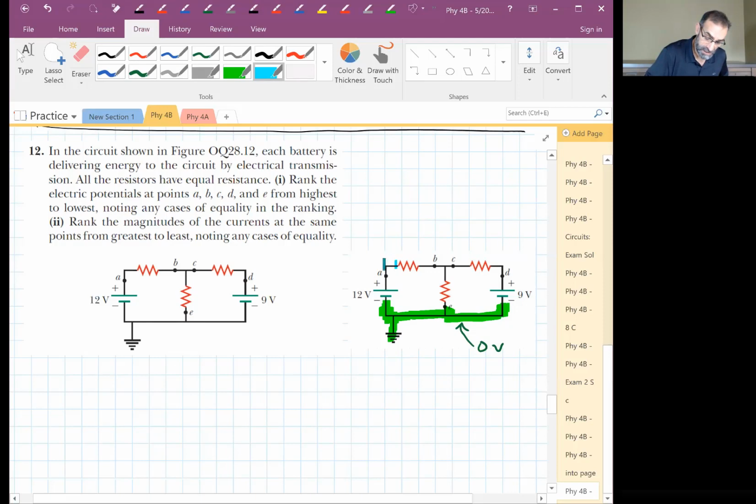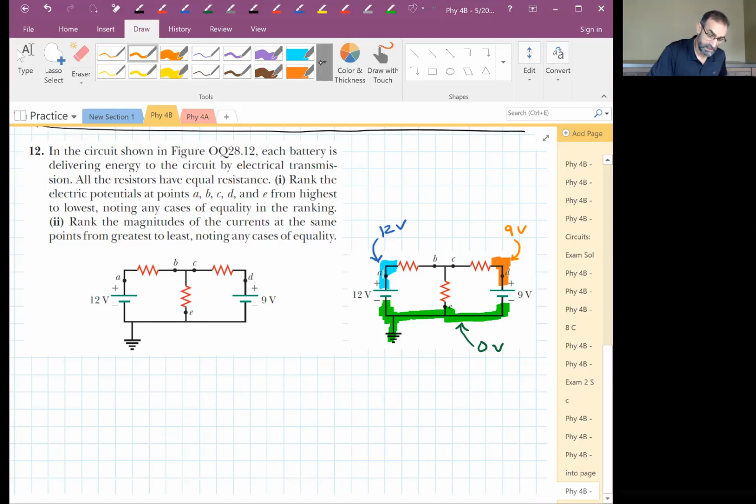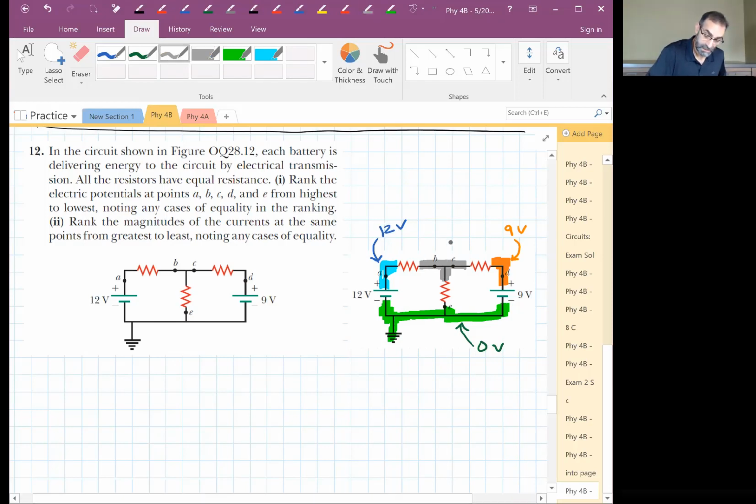Then this one up here, what is the voltage in this section here? We started at zero. We went up through a 12-volt battery, so we must be at 12 volts. And let's go to the other side. How about this one? This color must be at 9 volts. And what's left here? Gray. What does that have to be? It has to be more than 0 and less than 9. We good with that?